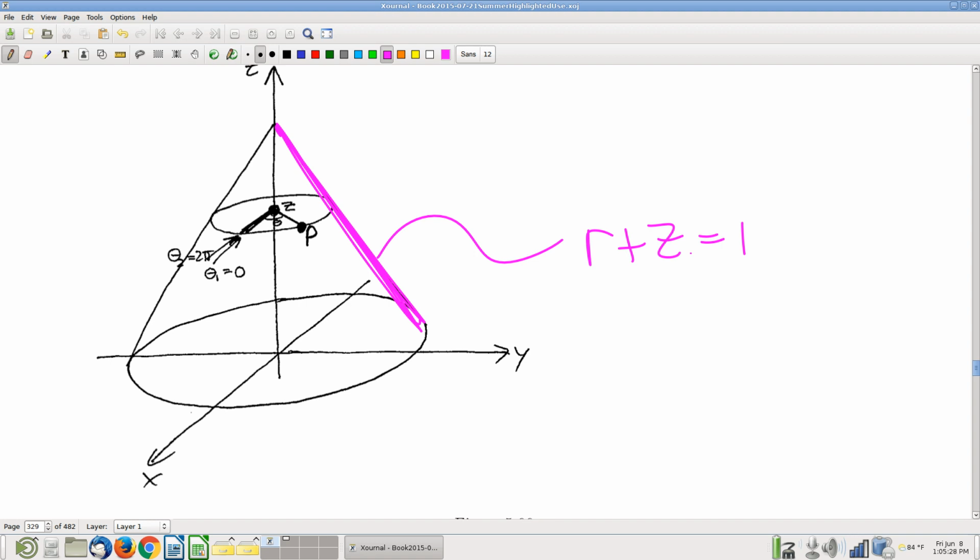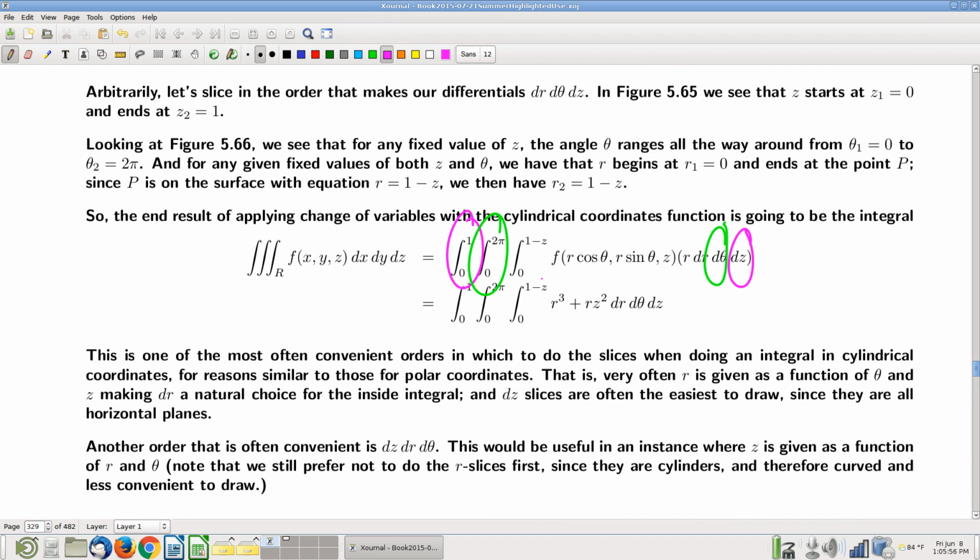And what are we interested in about this point? I'm trying to find the r bounds. For that point, I would like to know r, so solve for r. My upper bound for r is 1 minus z. Everybody see what happened there? Okay. So r goes from 0 to 1 minus z.